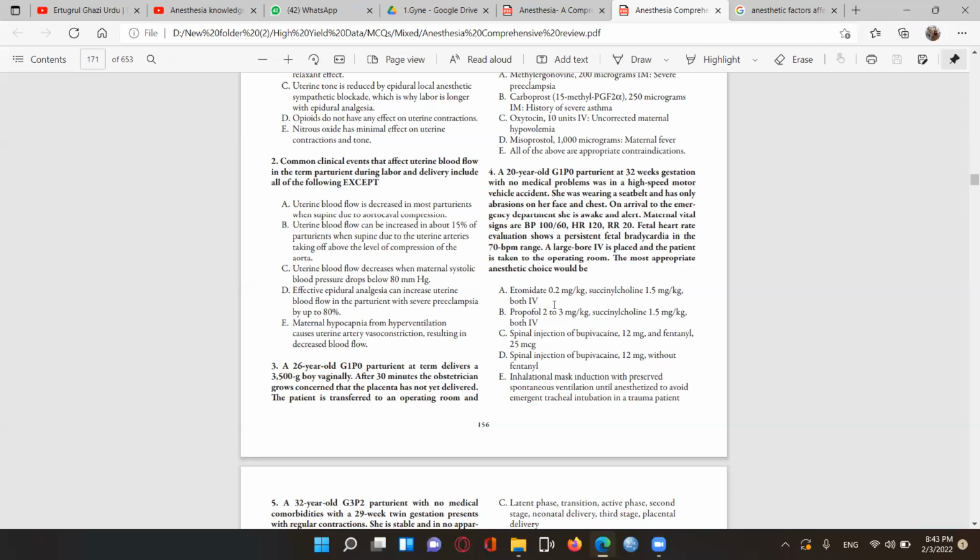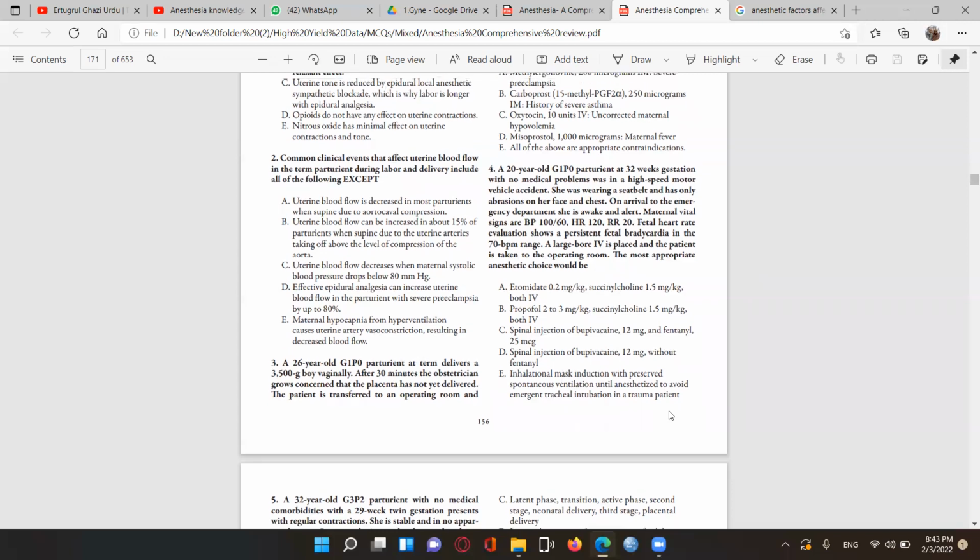Etomidate 0.2 milligram per kg with succinyl 1.5 milligram per kg. Propofol 2 to 3 milligram per kg with succinyl. Spinal injection of bupivacaine 12 milligram and fentanyl. Spinal injection of bupivacaine 12 milligram without fentanyl. Inhalational mask induction with preserved spontaneous ventilation until anesthetized to avoid emergent tracheal intubation in a trauma patient.